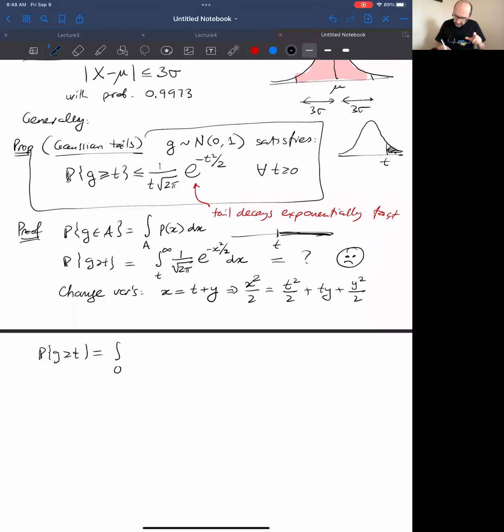So the new limits are 0 to infinity. 1 over root 2 pi. That's a good number. And now we have this sum in the exponent, so I can separate it: e to the minus t squared over 2, e to the minus ty, e to the minus y squared over 2 dy. I just substituted. Nothing really deep happened here.